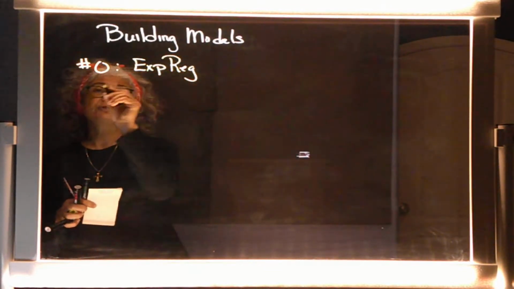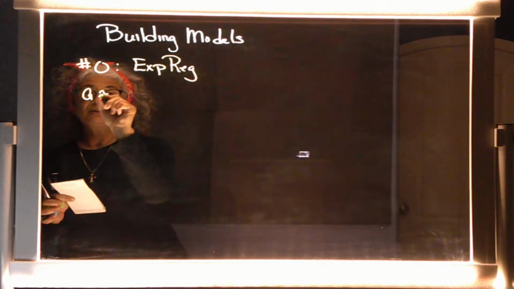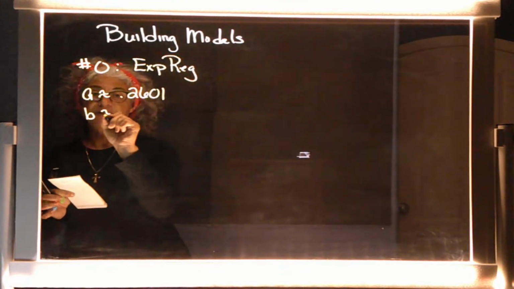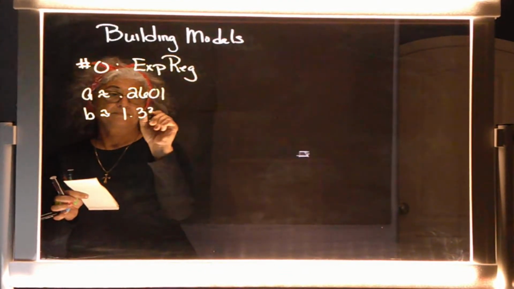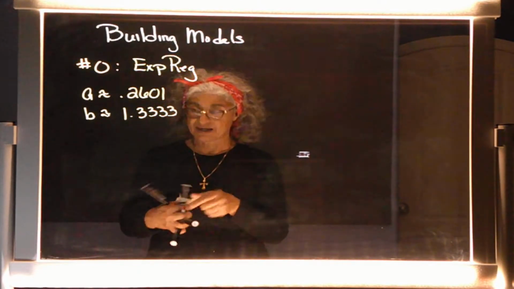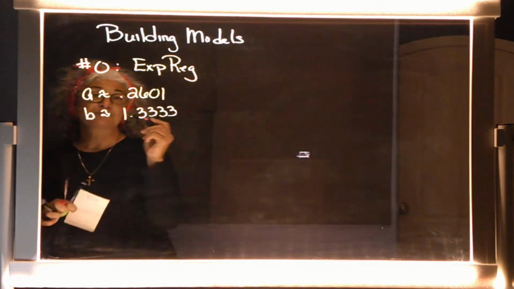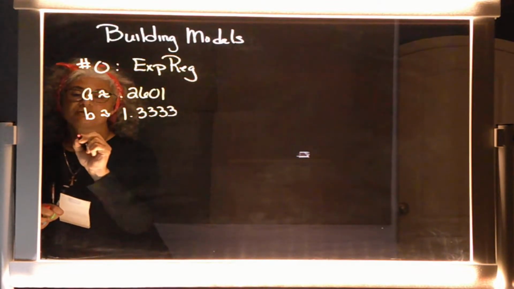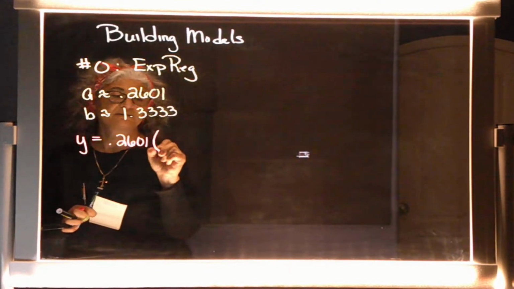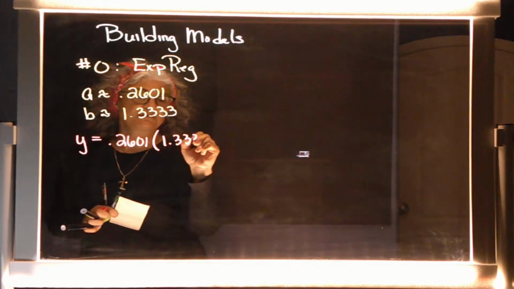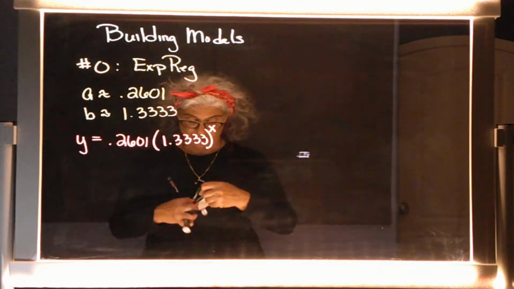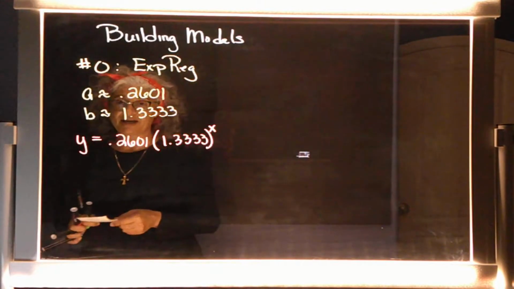And they want us to round to 2 decimal places. So my calculator has given me these numbers for my a and my b, which means my exponential model that we're looking for is y equals 0.2601 times 1.333 raised to the power of x. Good? Okay.